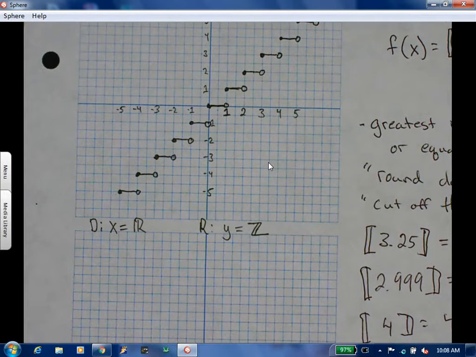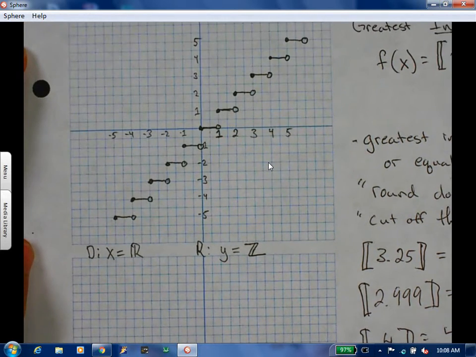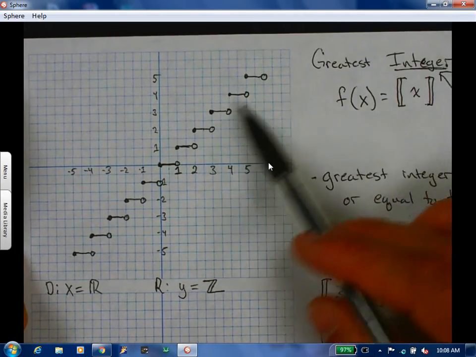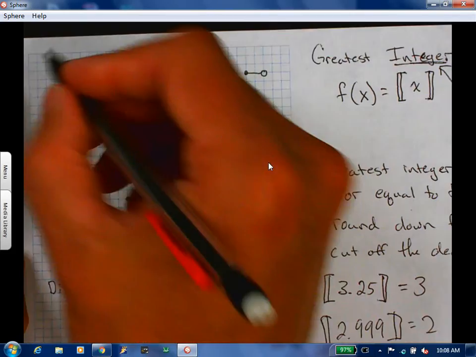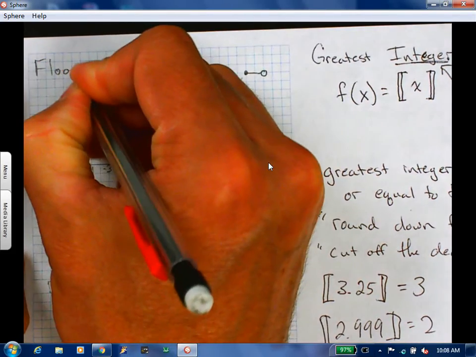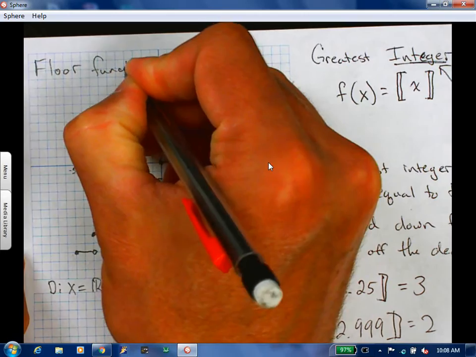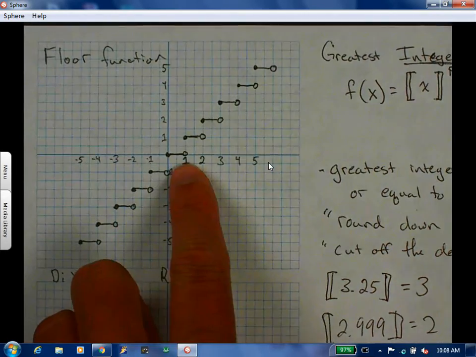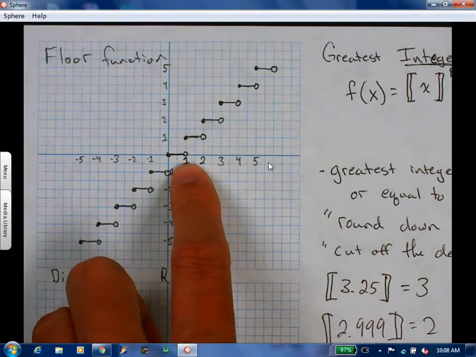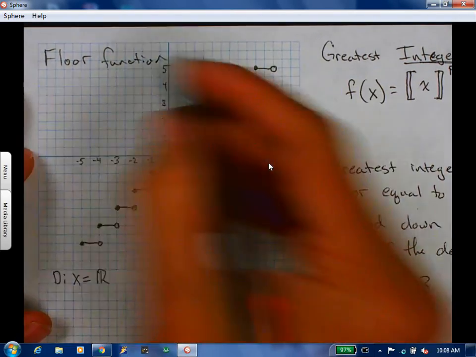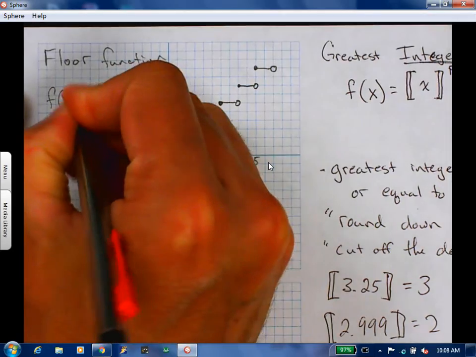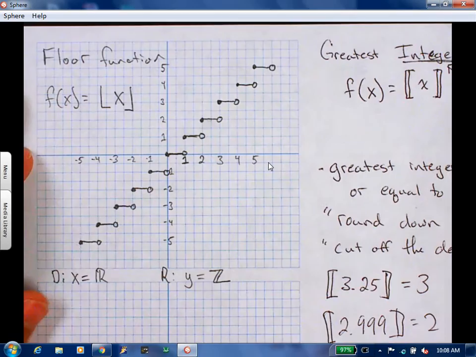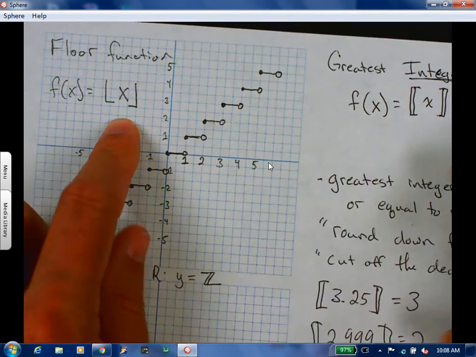Now, I know I've thrown lots of names at you. This is called the greatest integer. This is also referred to as the floor function. Where's the floor, above or below us? Below. Where are all these numbers being rounded down to? Below. So if you ever see this, that is the same thing as that.